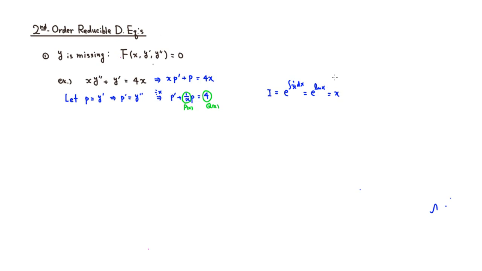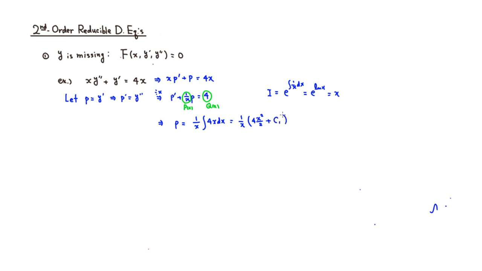So we can solve for p. p is going to be equal to 1 over I, which is 1 over x, times the integral of q of x, which is 4, times I, which is x, dx. So this is equal to 1 over x times the antiderivative of 4x, which is 4 times x squared over 2, plus some constant. I'm going to call it C1.